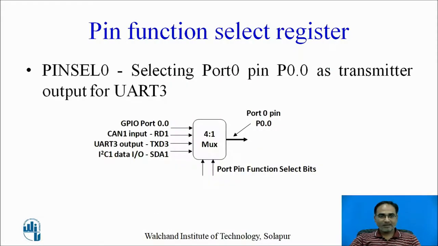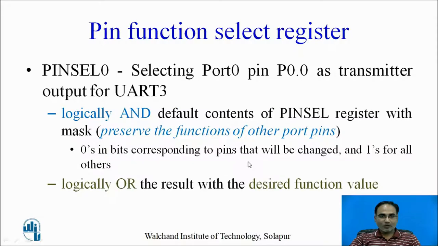So let us configure the function of a port pin. Let us select P0.0 as a transmitter output for UART3. So how to select this function for P0.0? We need to follow some steps.